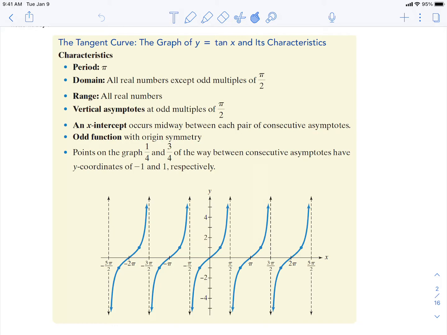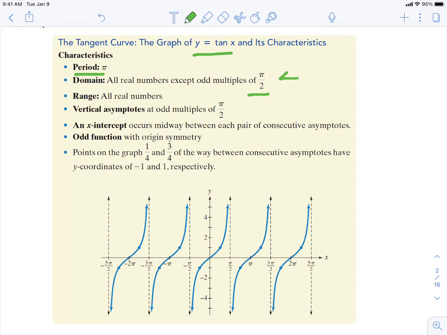All right, in this video, we are going to graph the tangent function. So here's the equation for the tangent function, and then below are the characteristics. The length of one revolution between the curves is a period of pi. The domain is all real numbers except for the odd multiples of pi over 2.